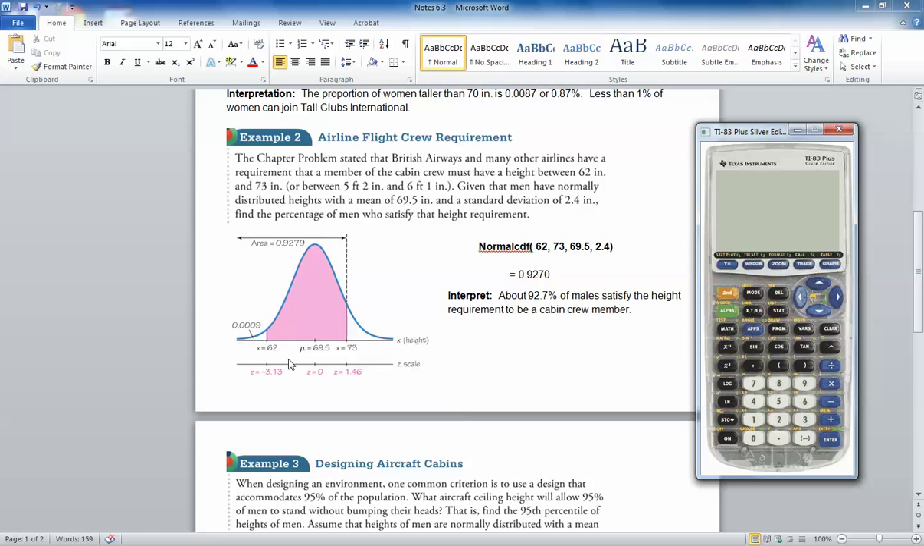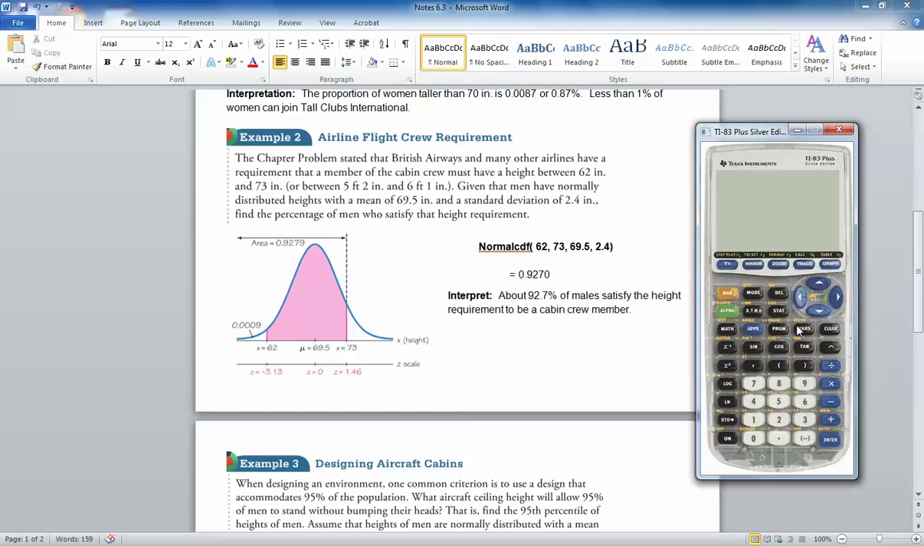All right, so in the textbook, they'll find z-scores first. They're finding a z-score that corresponds to 62, and that's a z-score of a rounded negative 3.13, and then a z-score that corresponds to 73 would be 1.46, and then they will find the area between these two. Okay, so let's see what this answer right here is from the textbook, so let's see how our calculator does.